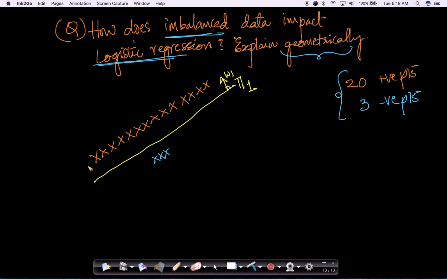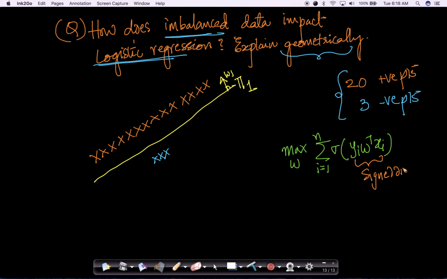Number two, let's look at our optimization problem that we solve as part of logistic regression. We try to find a W that maximizes the sum of the sigmoid, or logistic function, of yi w transpose xi. Look at this. This is your signed distance. On the signed distance, I'm applying a squashing function like the sigmoid, and I want this to be maximized. I want my W that maximizes this. That's the whole goal that I'm trying to achieve.